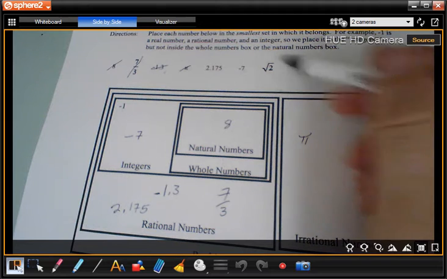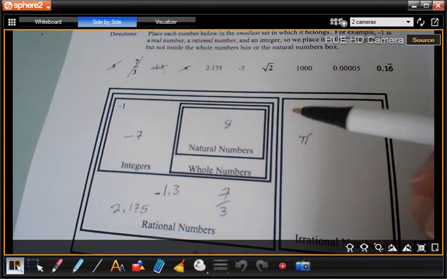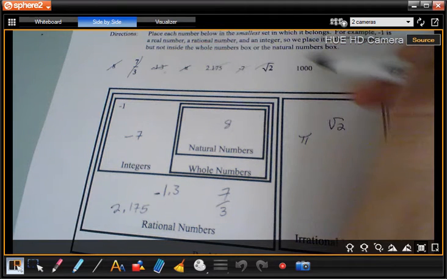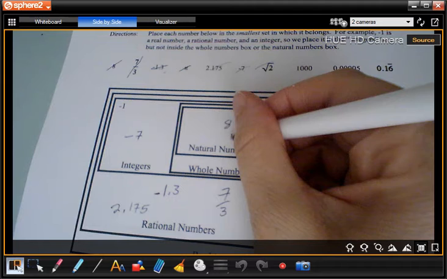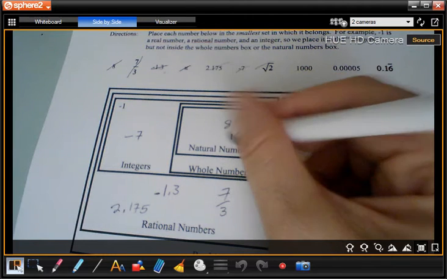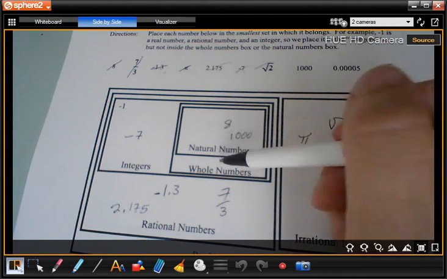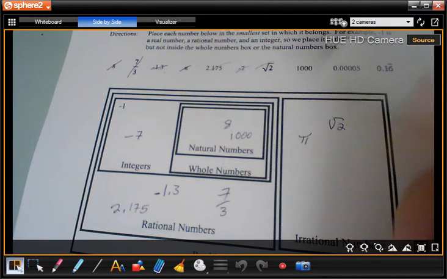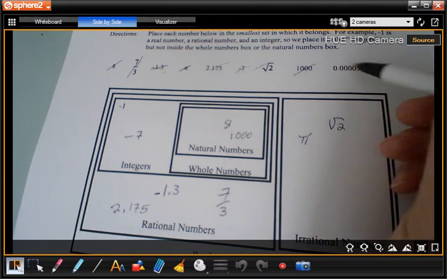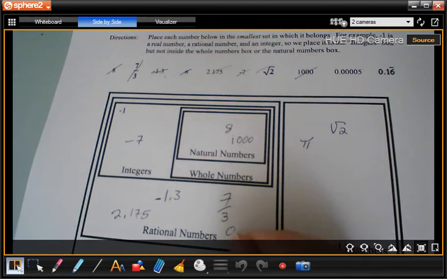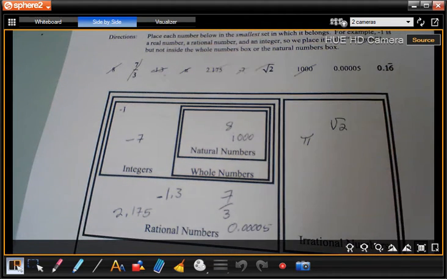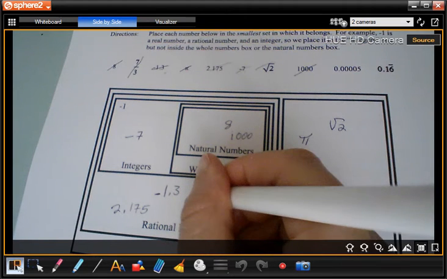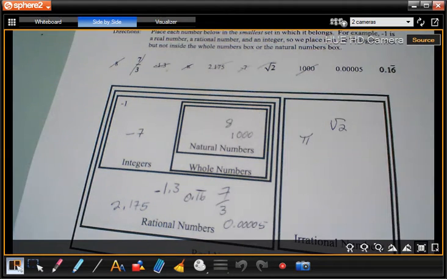Square root of 2, if you put this in your calculator, it'll give you a decimal, but it will go on and on and on. So the square root of 2 is irrational. 1,000 is a natural number. It's not 0, so 0 would be the whole number here. But it's not a negative, so it fits there. 1000.00005 is a rational number. And 0.16 is also a rational number. It's a repeating decimal, so we can change that into a fraction.